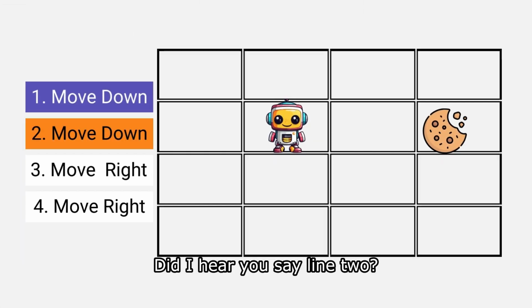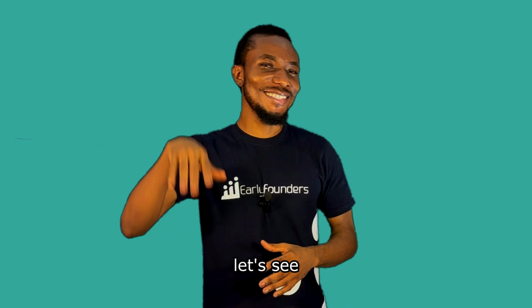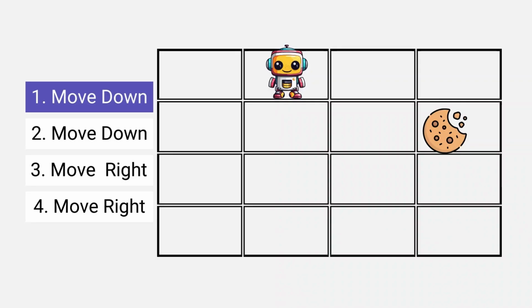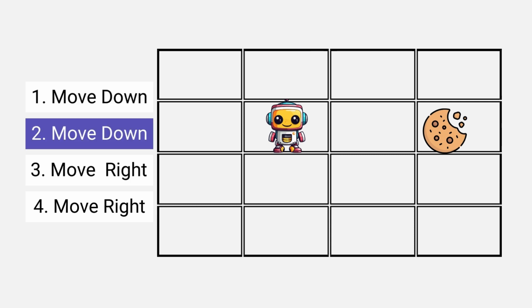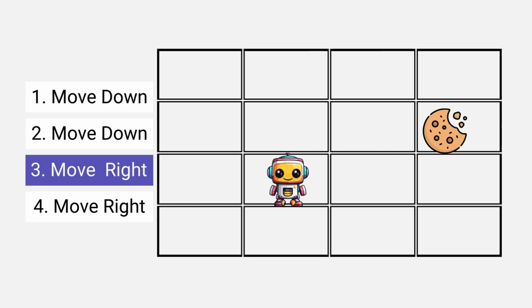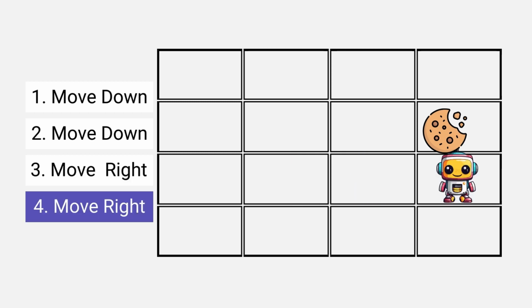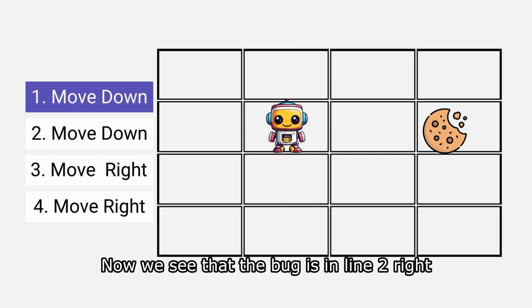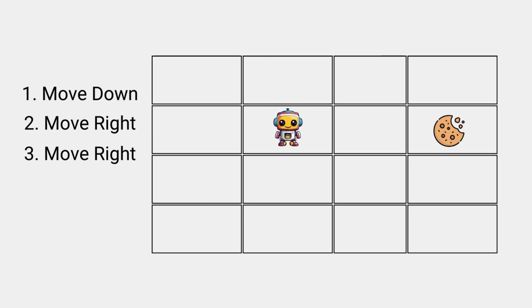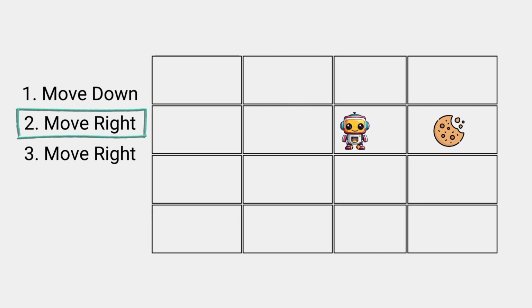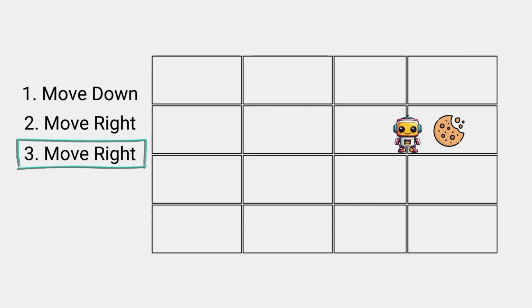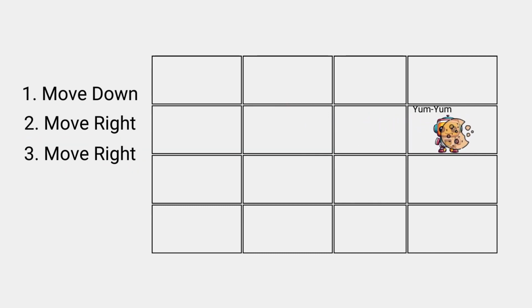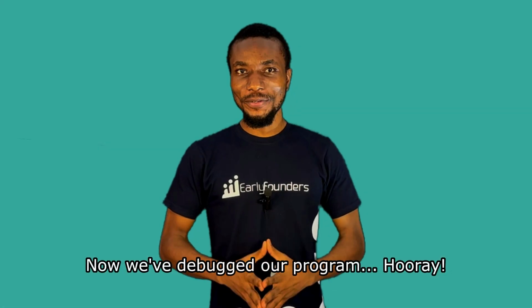Did I hear you say line 2? Let's see. Line 1 is move down. Line 2 is move down again. Line 3 is move right. And line 4 is move right again. Now we see that the bug is in line 2, right? We have to delete it. Now we've debugged our program.